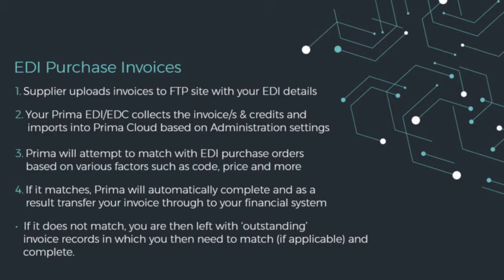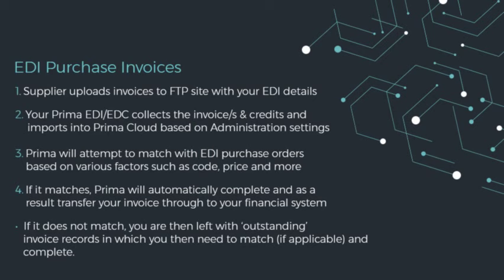So as long as your purchase order is correct, you've sent it through electronically, and the code, the price, everything is hunky-dory, that'll come into Prima. The system will go, yep, that's for that purchase order, yep, that's the right stuff, match it all automatically, and that will then automatically complete as well. Effectively, once you've sent your purchase order, you don't need to do any more, and it'll be showing in your financial system for payment.